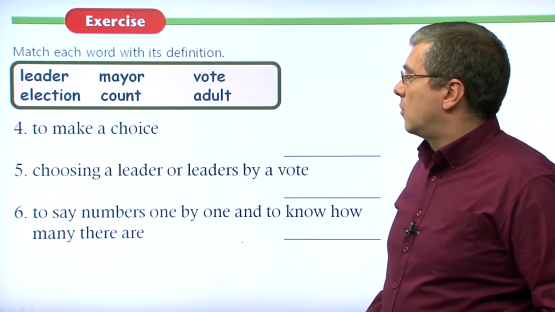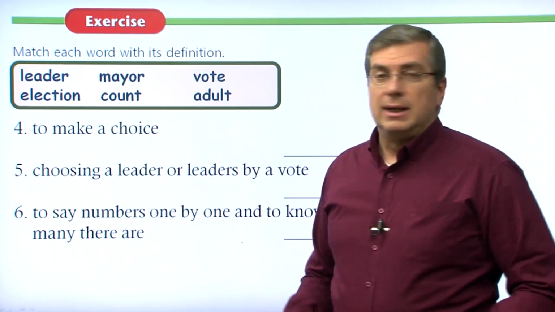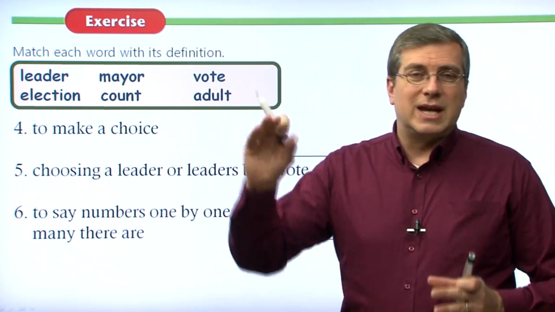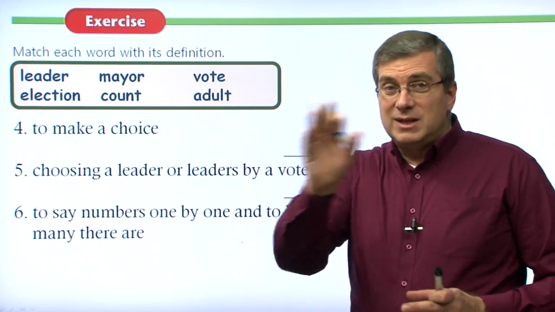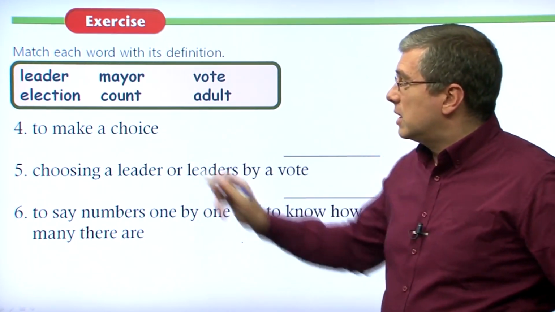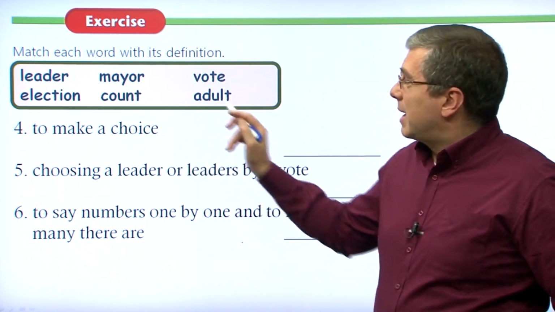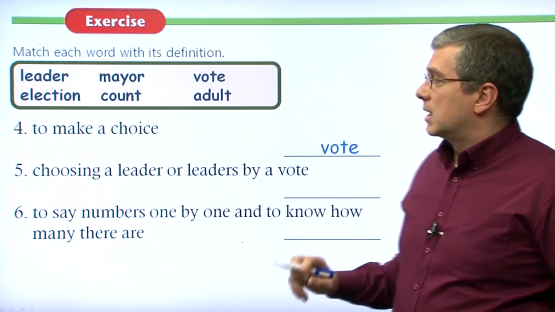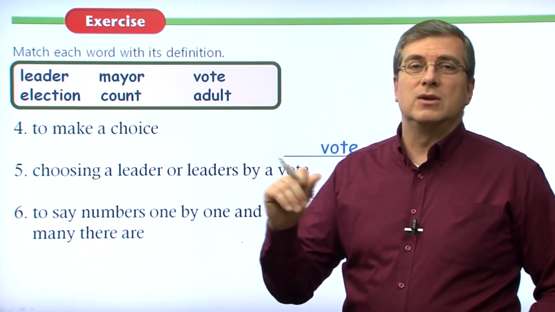Let's move on to number 4. To make a choice. Now remember, when you have some different options, you can say yes or no. Or you have many different people. You can choose which person you want to be your leader. What are you doing? You're making a choice. When you make a choice, what are you doing? You are, of course, voting. To make a choice, you vote.